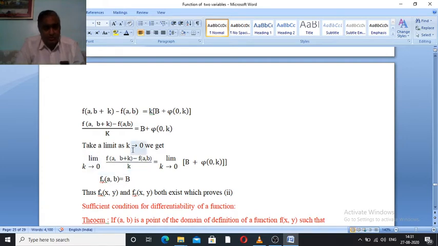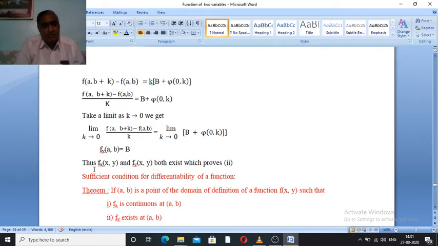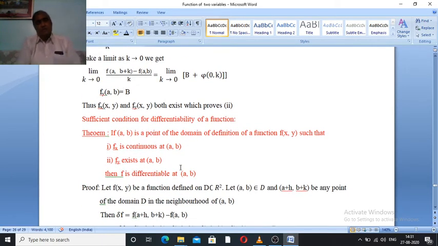By definition of first order partial derivative with respect to y, this limit is equal to f of y a, b. Therefore, f of y a, b is equal to b. Thus f of x x, y and f of y x, y both exist which proves the second condition. Hence the theorem.